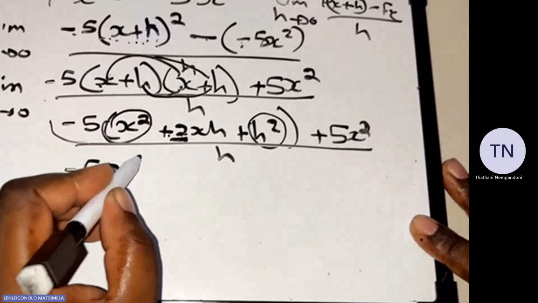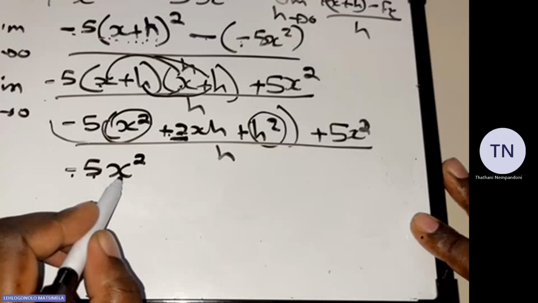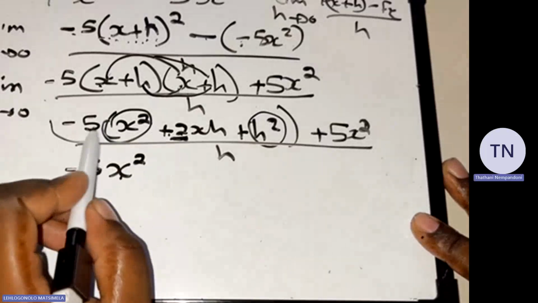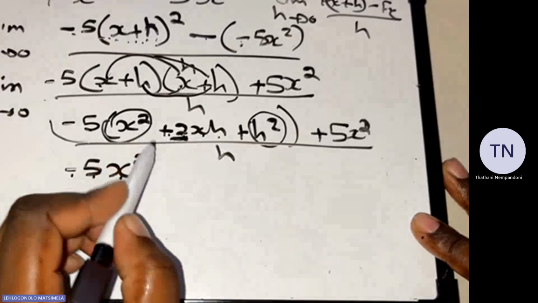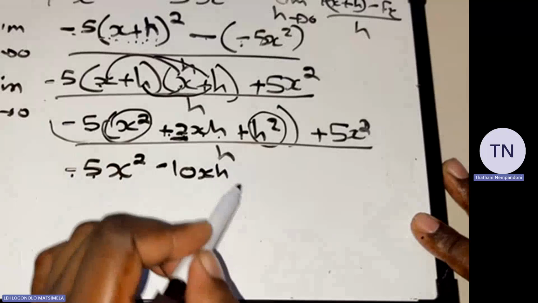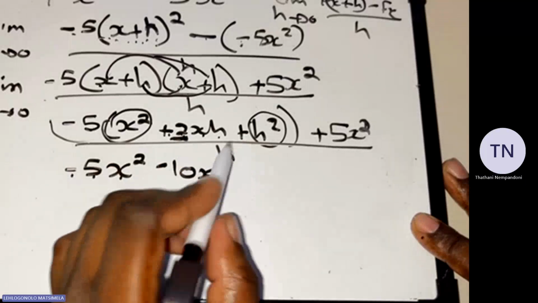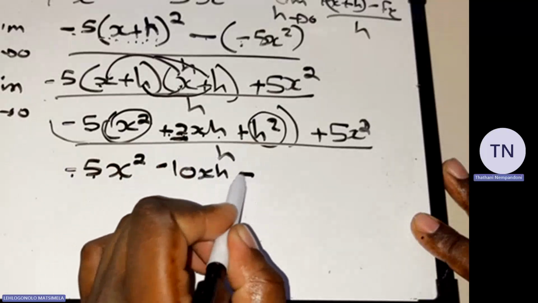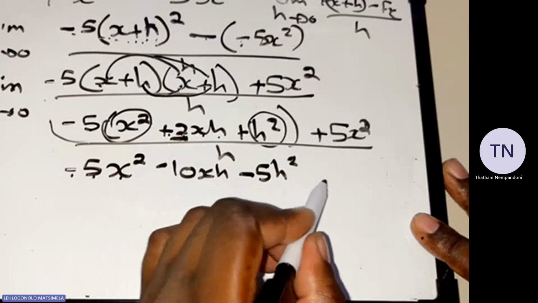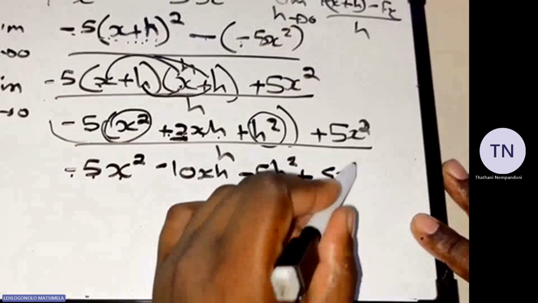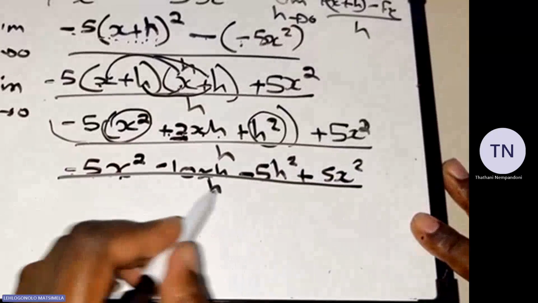Then I will minus it by minus 5. We'll have minus 5 multiplied by x squared. Minus 5 multiplied by 2xh equals minus 10xh, and then again multiply by my h squared, equals minus 5h squared, then plus 5x squared, all in all divided by h.